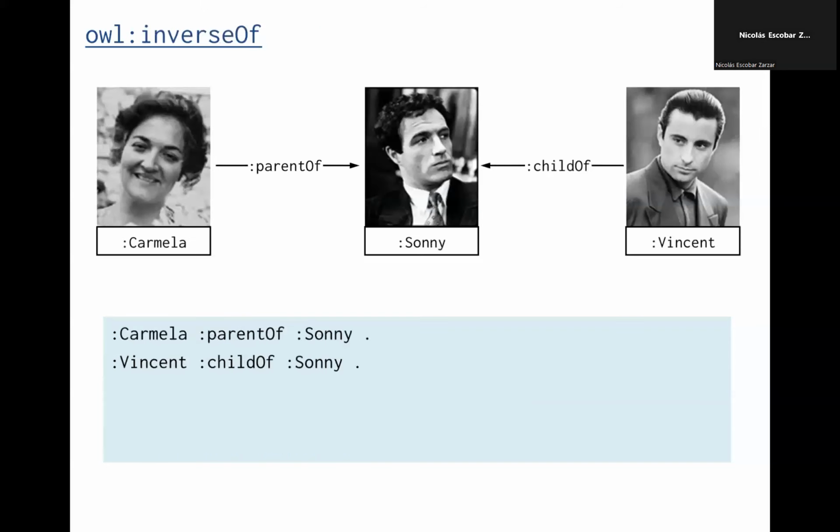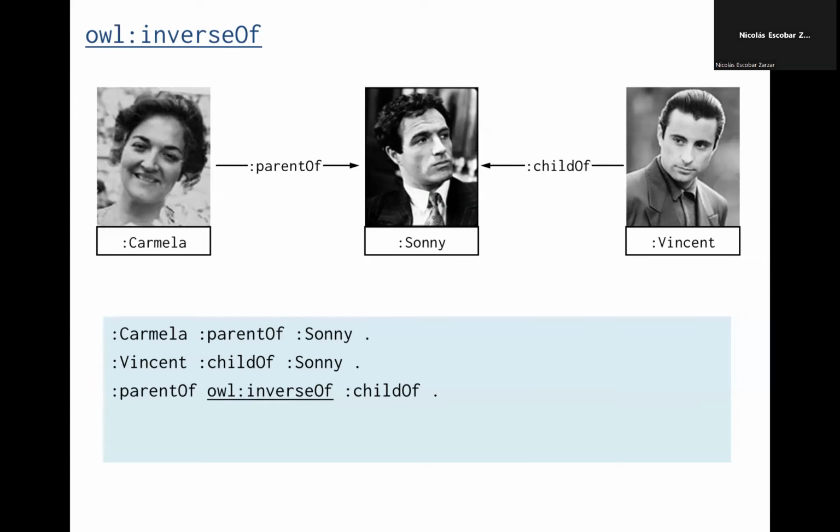Inverse of. So we have Carmela parent of Sonny, Vincent child of Sonny. So in this case, we're going to say parent of inverse of child of. Okay. So parent of inverse of child of. What does this mean? It means it's the same property, but it goes in the other direction, in the opposite direction. Okay. So what can we conclude from this?